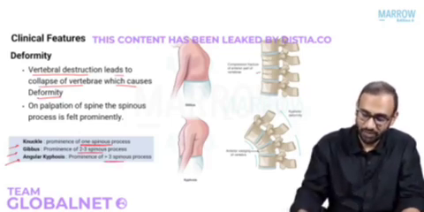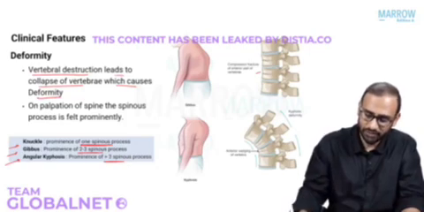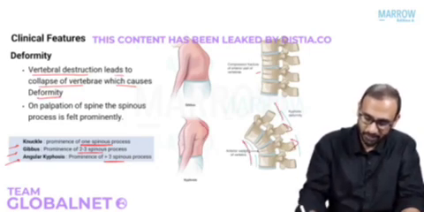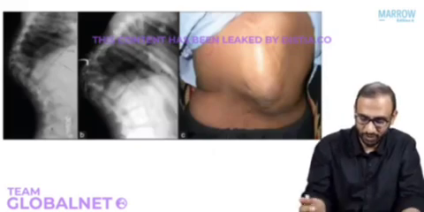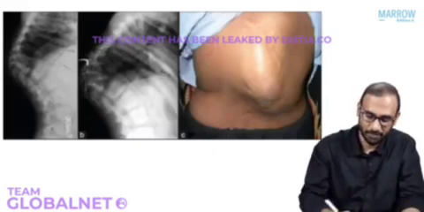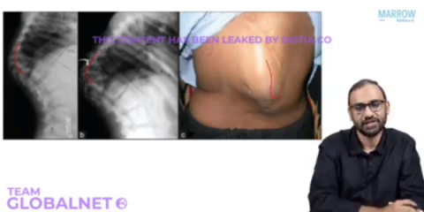So you see, because of the collapse, because of the vertebral collapse, the spinous process becomes prominent. Okay, you can see angular kyphosis, you can see gibbus here. So knuckle, gibbus and kyphosis. Let me show you a real case of gibbus here. You see this on the lateral x-rays, and clinically there is a gibbus here.